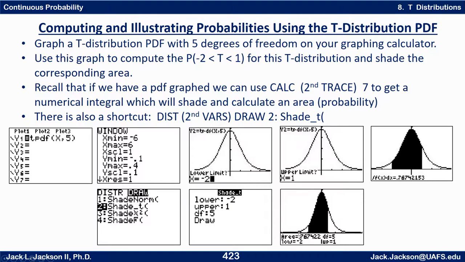And it picks a decent window for you, whereas either way you do it here you'd have to pick one. But it does have a nice little ShadeT, which works just like the ShadeNorm did that we looked at earlier. And by the way, notice when we get to it, the Shade χ² and ShadeF exist as well.